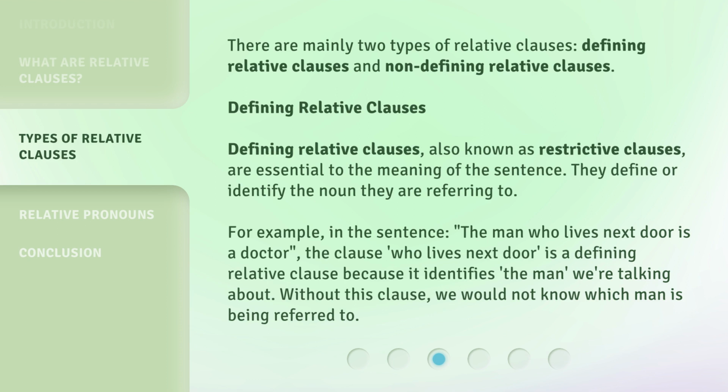For example, in the sentence, "The man who lives next door is a doctor," the clause, "who lives next door," is a defining relative clause because it identifies the man we're talking about. Without this clause, we would not know which man is being referred to.